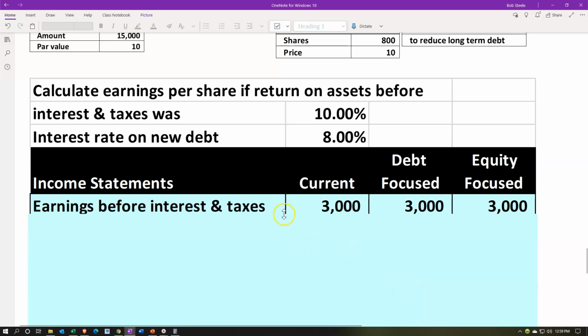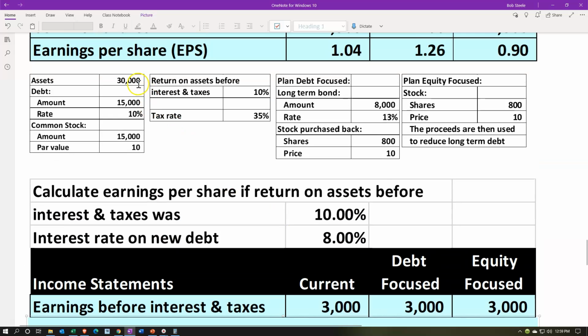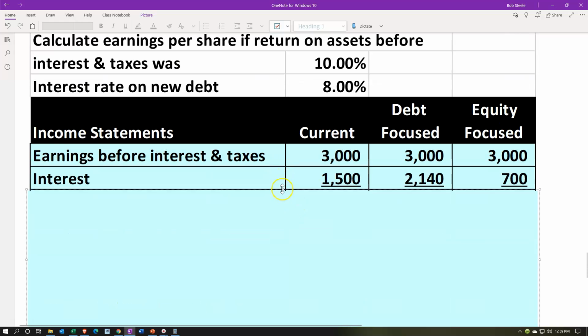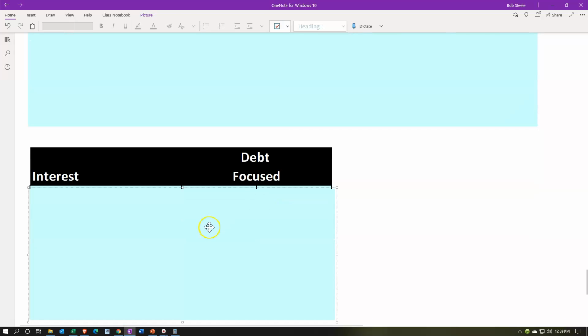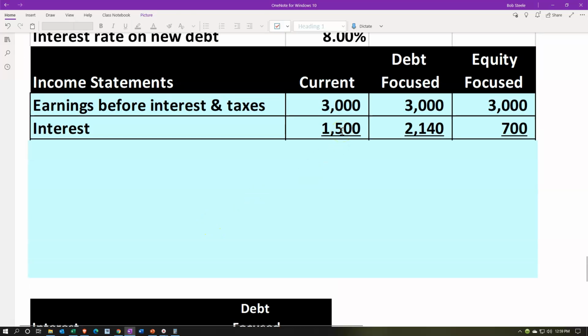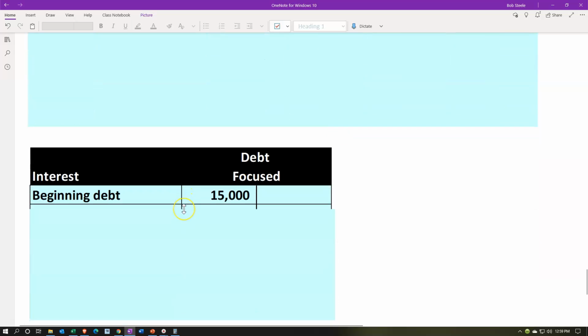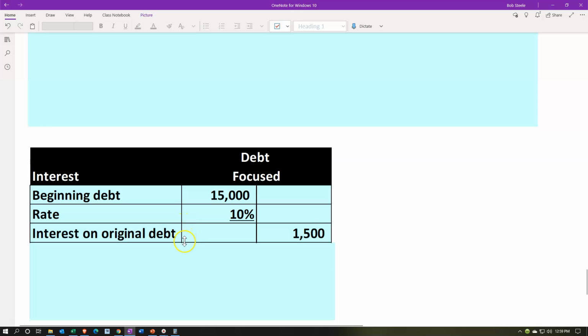We're going to say, all right, we've got the earnings before interest and taxes is back to the 3,000. That's going to be the 30,000 times the return on assets, 10%. Same here. Then we're going to say the interest. This is where the change has happened. Now we're going to say the interest. The original interest was that 1,500, the same there. And then we're going to pick up the interest on the debt focus plan. We've got the 15,000 times the 10%.